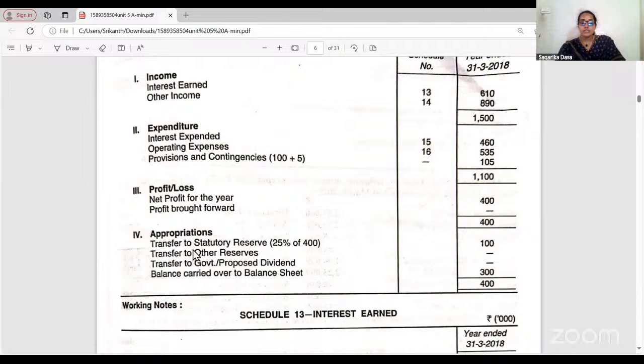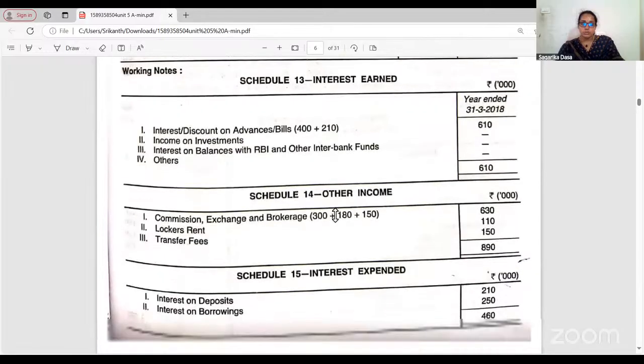Now in appropriation, we have to transfer 25% to the statutory reserve. 400 into 25% is your 100. 400 minus 100 is your 300. So 300 is the balance that has to be carried forward to the balance sheet. This is how we will prepare the P&L account when provisions and contingencies are also given in the problem.